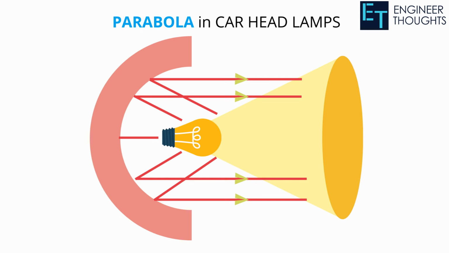Another thing is that the optical property is also responsible for parabola-shaped unidirectional lights such as car headlights. If a bulb is placed at the focus of a parabolic mirror, the light rays reflect off the mirror parallel to each other, making a focused beam of light. So in this way, we can see there are various usages of parabola in real life.